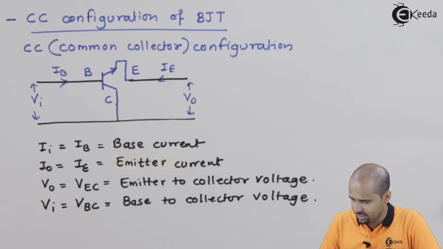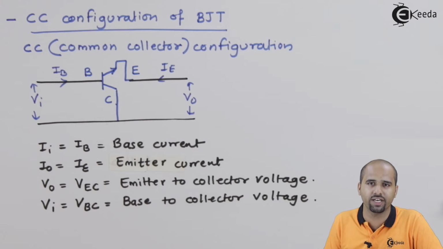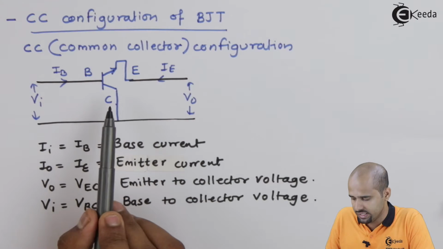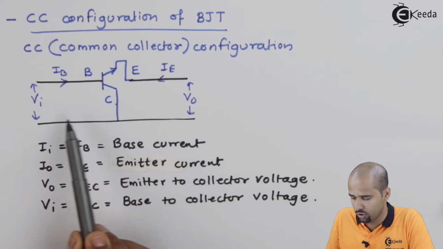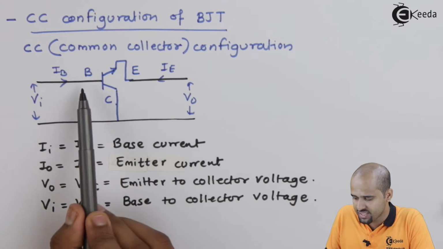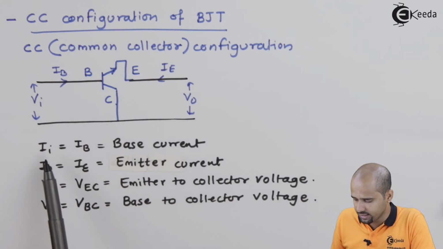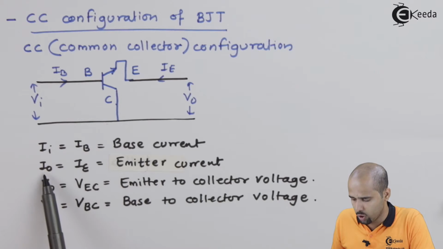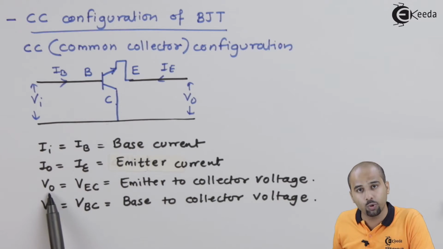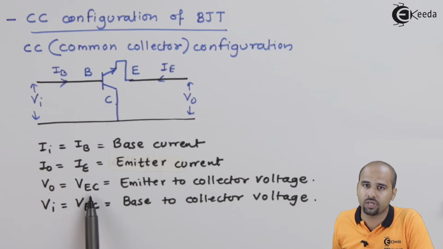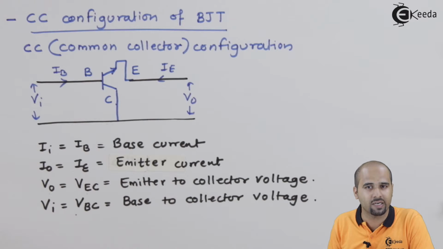Now see, this is the circuit. Maybe your circuit is also correct, same as this one. I have configured my BJT such that collector is now common for both input as well as output. Base is the input terminal and emitter is the output terminal. So I will get input current IB, output current IE, output voltage VEC, the difference between the potential of emitter terminal and collector terminal. VI is VBC, the difference between the potential of the base terminal and collector terminal.